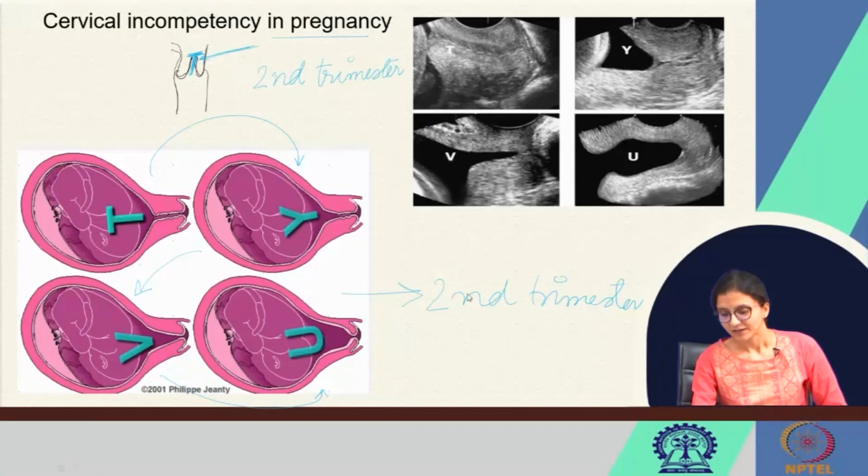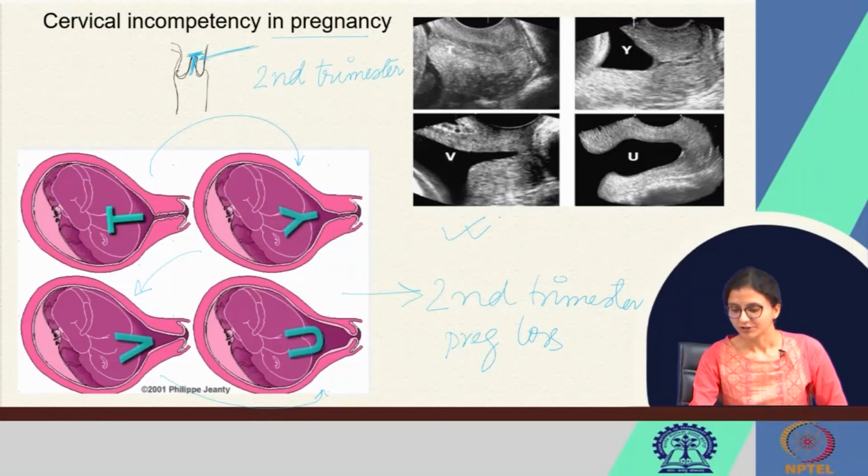These are pictures of your USG, where we can appreciate the cervical incompetency, and we can make a diagnosis of incompetent cervix, thereby more chance of second trimester pregnancy loss. So, this is all about the anatomy of the cervix.